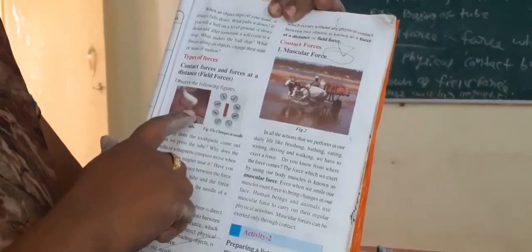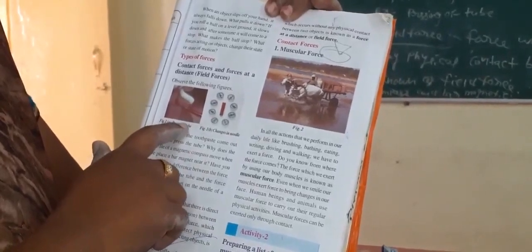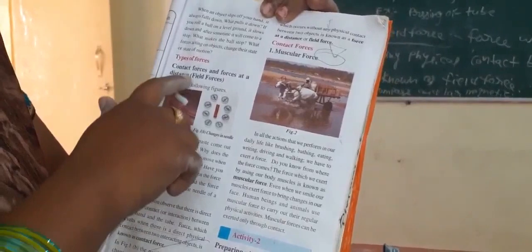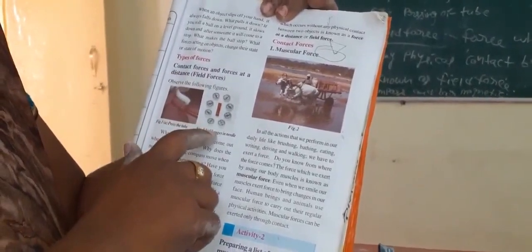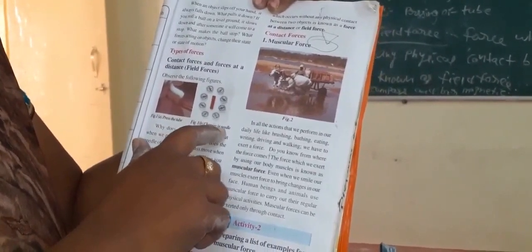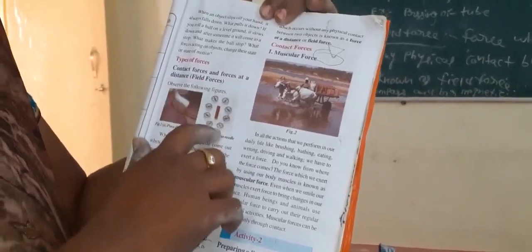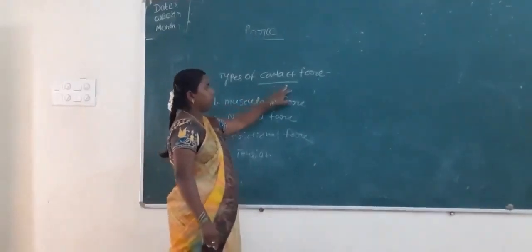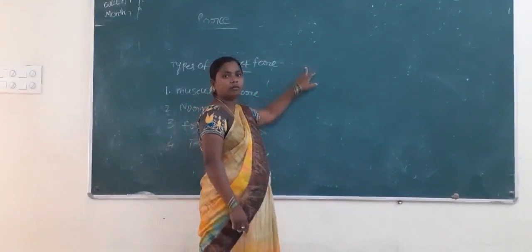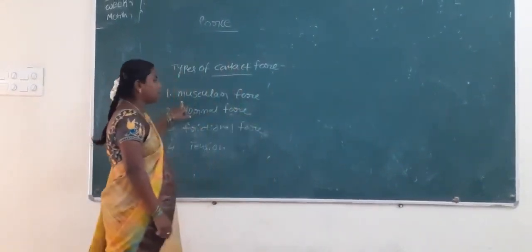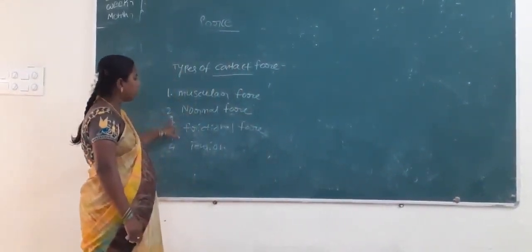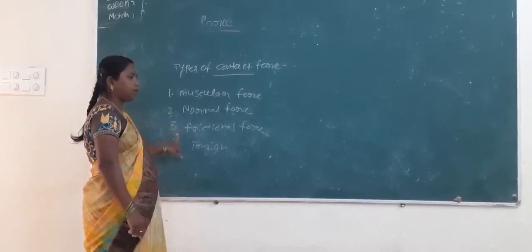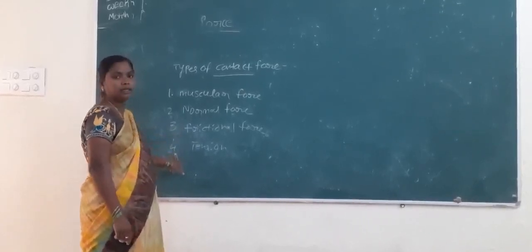Observe the following figures. First figure, pressing the tube: this is contact force. Second figure, change in the needle: this is field force. Contact forces have four types. First one, muscular force. Second one, normal force. Third one, friction, and fourth, tension.